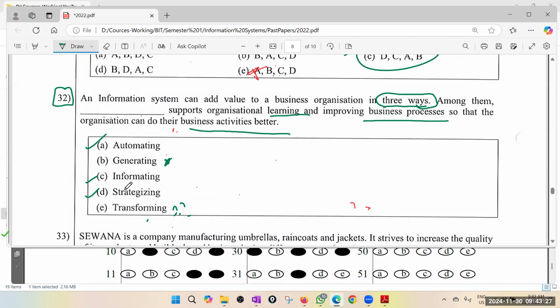Okay. Maybe it's in your textbook or not. Let's see. Maybe I'm wrong.